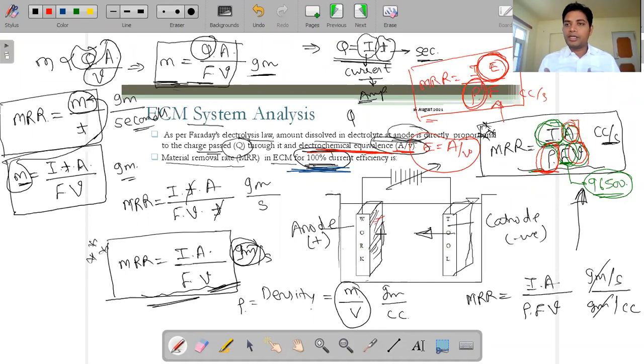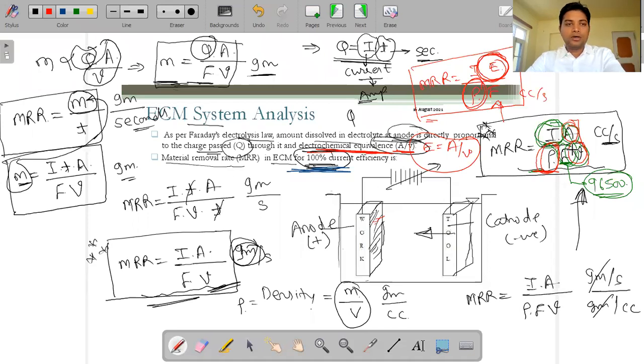If we are taking iron, then there is no issue, because the density that we consider will be for iron only. The electrochemical equivalence, which is basically the ratio A by V, that is atomic weight and valency, will also be defined for a material. So if we are taking iron, then the atomic weight will be around 55.85, and the valency will be 2.